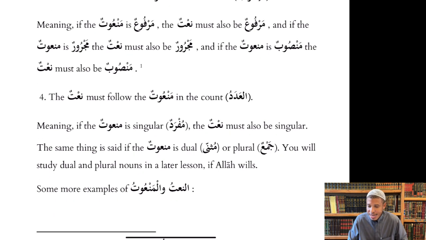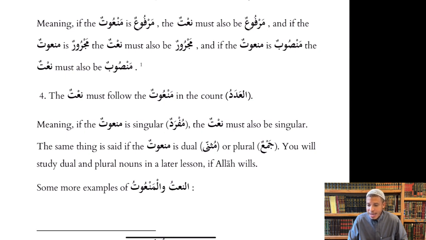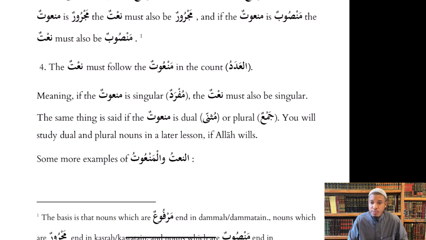Lastly, النعت يتبع المنعوت. The na'at must follow the man'ut in the count, the adad. Meaning what? If the man'ut is singular, mufrad, the na'at likewise must be mufrad, singular. And the same thing is said if the man'ut is muthanna, dual, or if it is jama', plural. All right? Then likewise, the na'at must be muthanna or jama', plural. And you'll study dual and plural nouns فيما بعد بإذن الله تعالى in a later lesson if Allah wills.